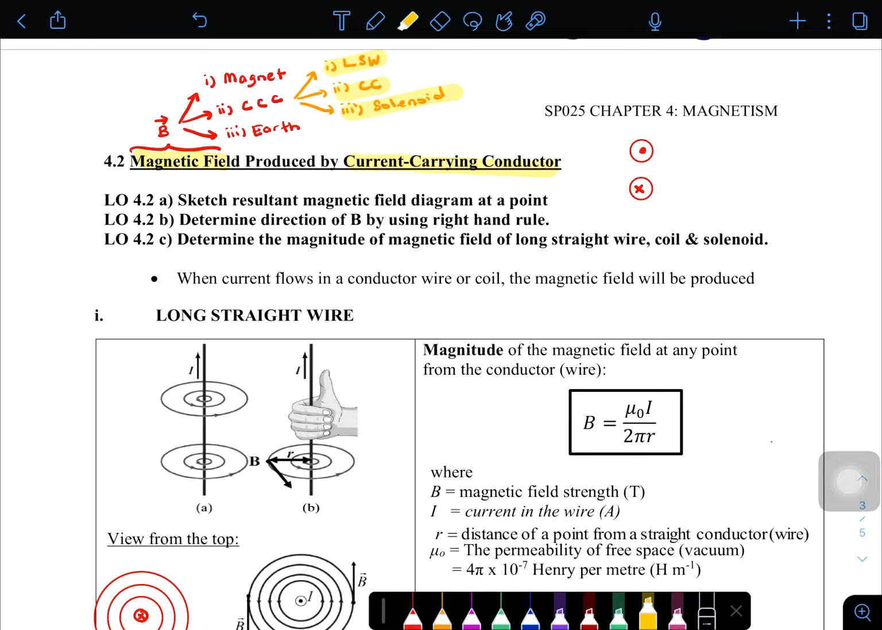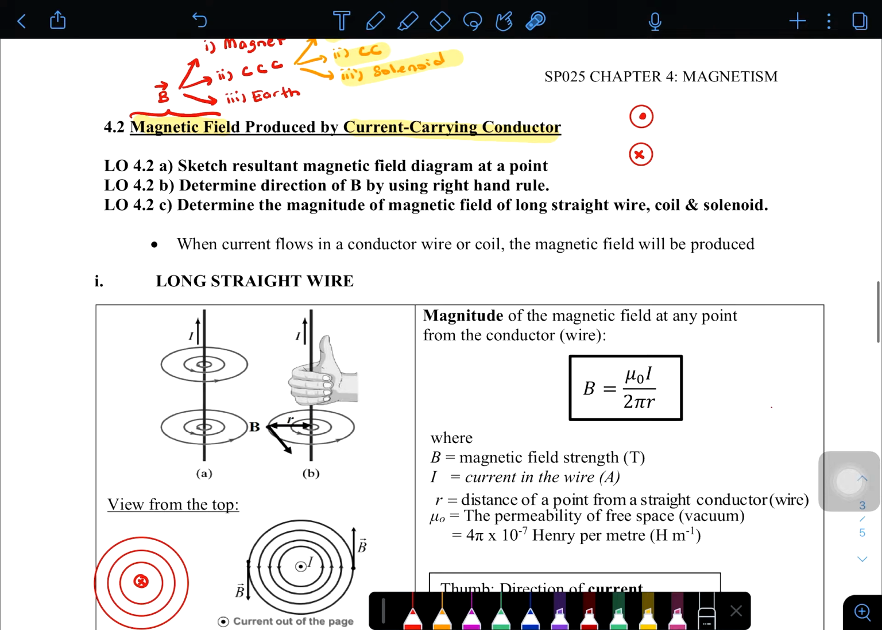Right, so the first learning objective, which is 4.2a, you have to sketch the resultant magnetic field diagram at a point. Learning objective 4.2b, determine the direction of magnetic field by using right hand rule, and C, determine the magnitude of magnetic field of a long straight wire, coil and solenoid.